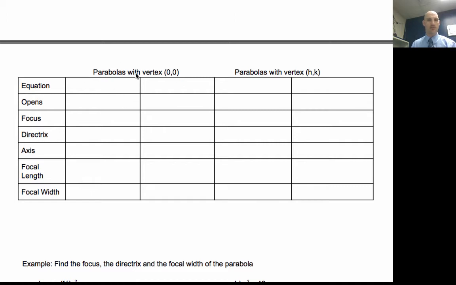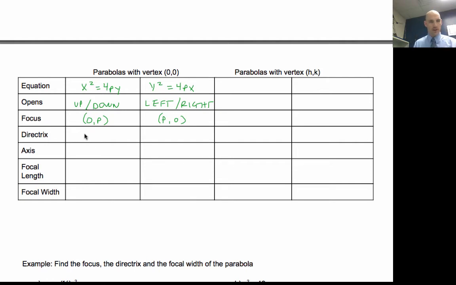We're going to explore the parabolas with the vertex of 0, 0. So x squared equals 4py. This would open up or down. The other way that could happen, it could be y squared equals 4px. Well, that would open left or right. If my parabola has a vertex at 0, 0, my focus is going to be at 0, p. And if I have a y squared, it's going to be p comma 0.